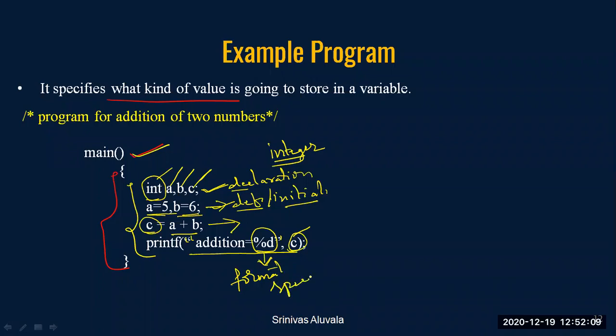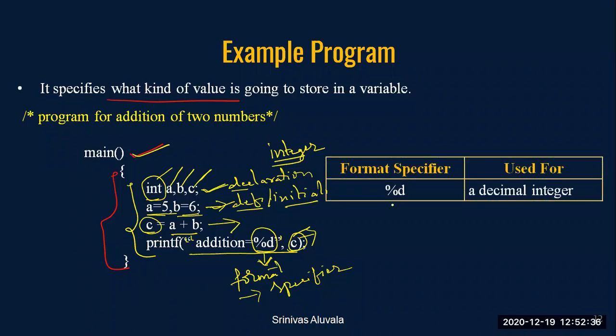What kind of data is stored in that variable needs to be mentioned within the printf function, or the output function, so that it gives the output. Otherwise it will not give you the output; you will get some garbage, useless output. So what kind of value is stored in this variable needs to be mentioned within the printf function, so we call it a format specifier or control string. For integers we use the format specifier %d, only for printing an integer.